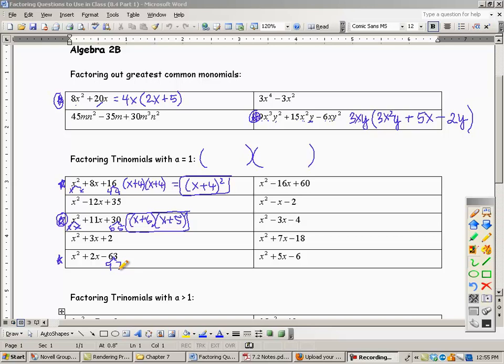So one of these has to be negative, but I want it to add to a positive 2, which means the bigger number has to be positive if I want to end with a positive. So this should be a negative 7. So I have an x plus 9, and because it's a negative 7, I say x minus 7.